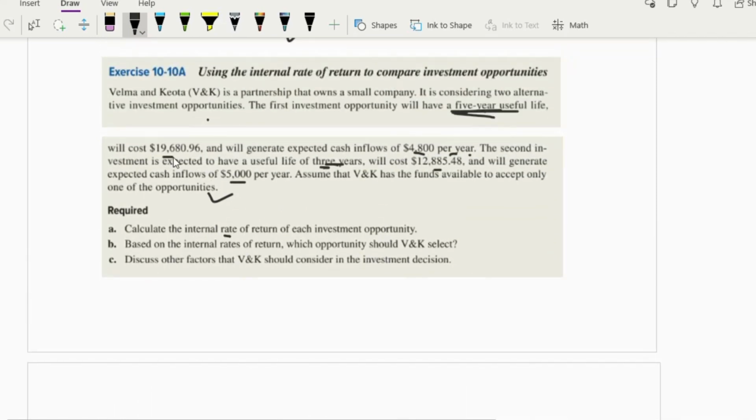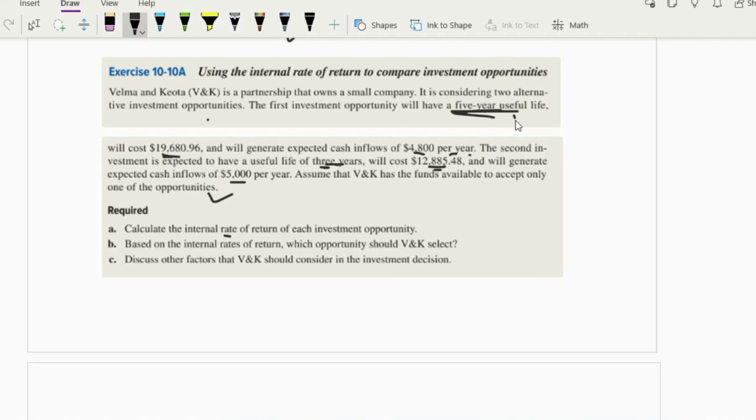So let me show you from here. The first investment opportunity needs 19,000. The second investment opportunity needs 12,000. So okay, 12,000 seems less costly than 19,000, so we should take care about the amount.